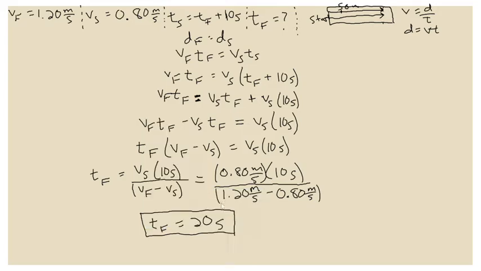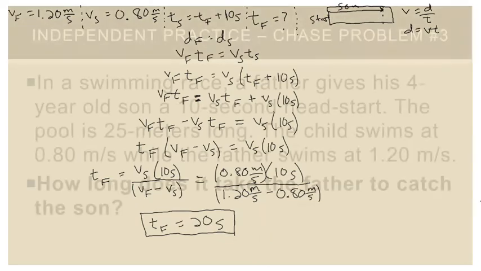Now, I think it's a really important thing. I'm actually curious whether any of you did it, but it is important to realize you need to think carefully about that answer for a second, because that might not be right. And the reason why that might not be right is because the pool, as they said in the problem, is only 25 meters long.